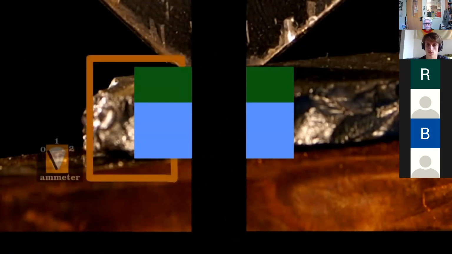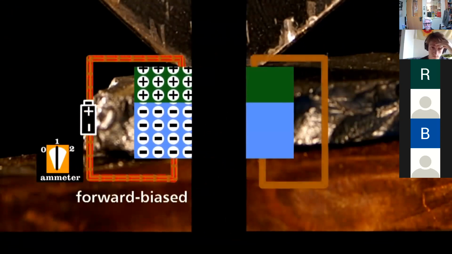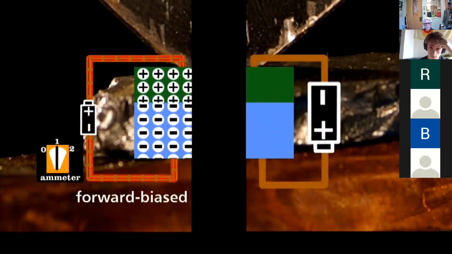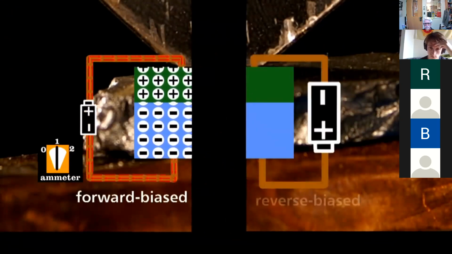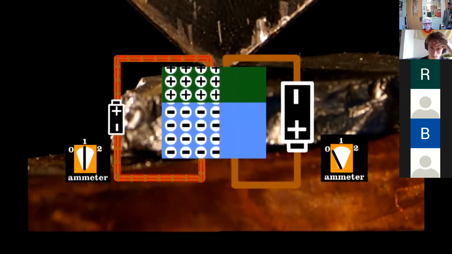On the left, we attach a small battery with its positive terminal connected to the top layer. This allows current to flow. On the right, we use a larger battery that contains reverse. This creates a device where current doesn't flow. The magic happens when we put the two in contact.